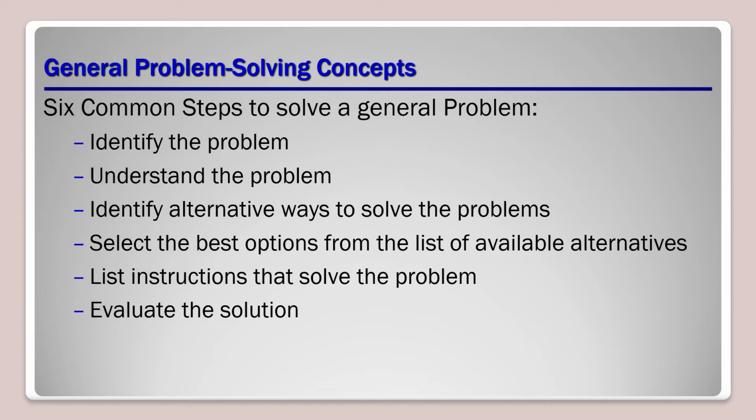For example, first we need to identify the problem. Then we need to understand the problem, because it is very important. If you don't understand the problem, it is hard to solve it. Then identify alternative ways to solve the problem, because when there is a problem, there are multiple ways to solve it, and we need to choose the best one of them. For example, select the best option from the list of available options. Then list instructions that solve the problem and evaluate the solution.